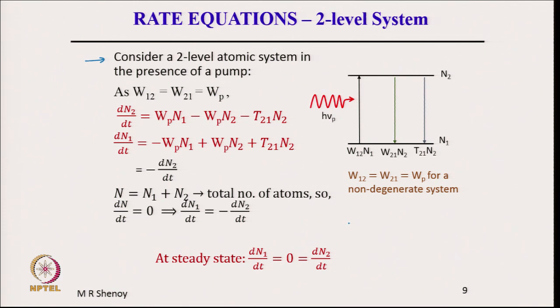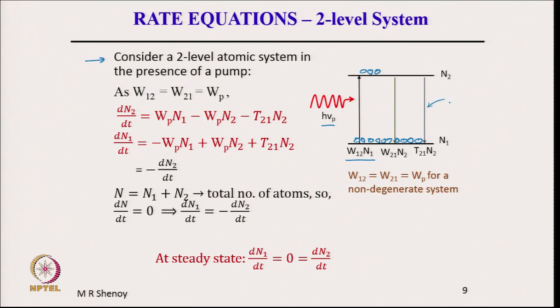There is an external pump of photon energy h nu p, which leads to absorption of atoms from the ground state to the upper state here, and that rate is W12, stimulated absorption, the W12 rate multiplied by N1, the number of atoms in that level. Here are the ground state atoms, a large number of atoms in the ground state. Once the atoms reach the upper level, they can come down to the lower level by stimulated emission, because the same radiation would also stimulate atoms to come down, or by spontaneous emission.